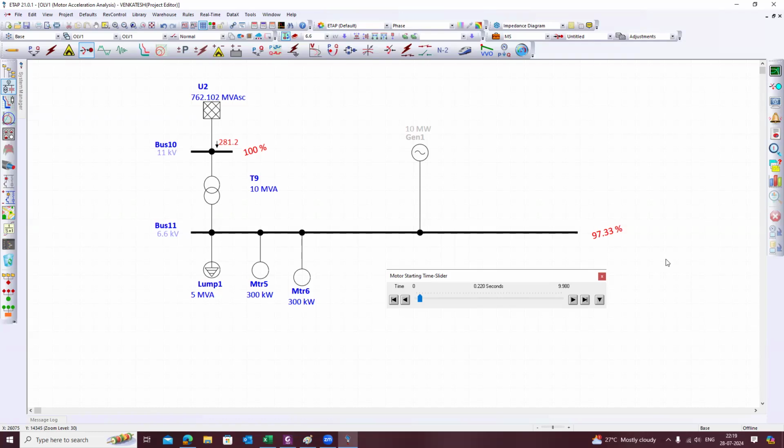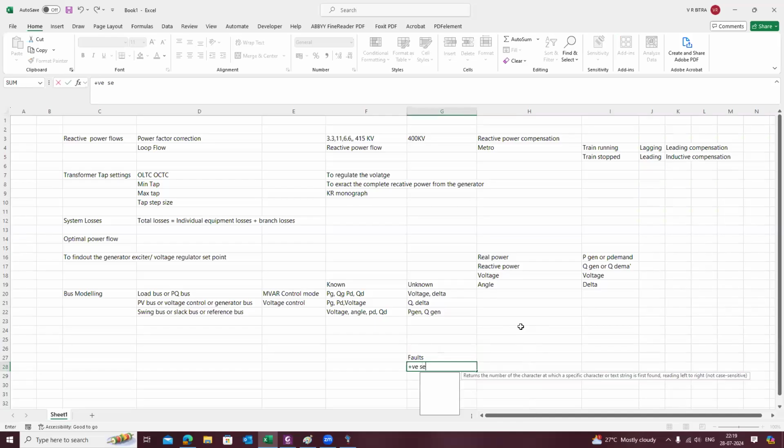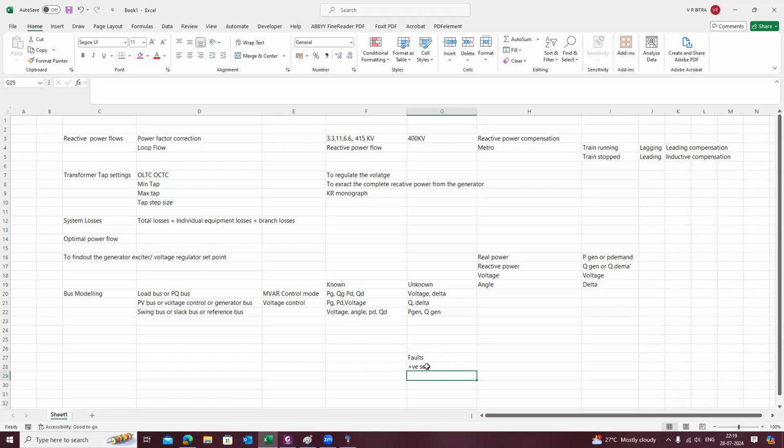Just for understanding. See, let me explain it this way. We have different types of faults. One is the positive sequence, negative sequence, and the third one is zero sequence. You have different types of faults: phase to ground, phase to phase, LL fault, LLG fault, double phase to ground, and the triple-phase fault, the three-phase fault.